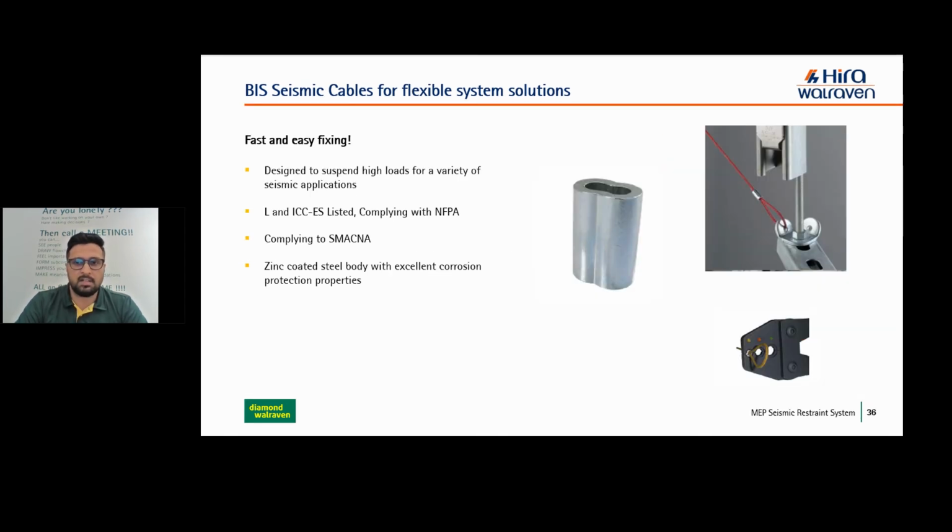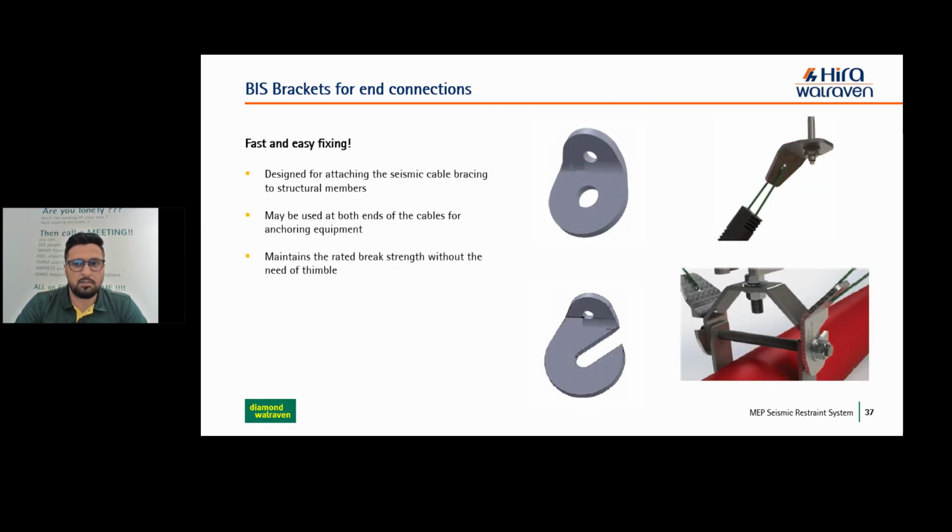Then we have crimping sleeves, which are used to lock the wires after completion of the brace. These are also UL listed and ICC-ES listed according to the NFPA certification, with zinc coated steel bodies with excellent corrosion protection properties. And we have other accessories like brackets. Obviously you will have to fix to the structure, but if you have any requirement which is related to the clamp, in case of direct fixing on the pipe, the retrofit bracket shall be used. The slotted one which you can see is the retrofit bracket. Another one is a universal bracket. Universal shall be fixed to the ceiling, and retrofit brackets shall be fixed to the clamps.